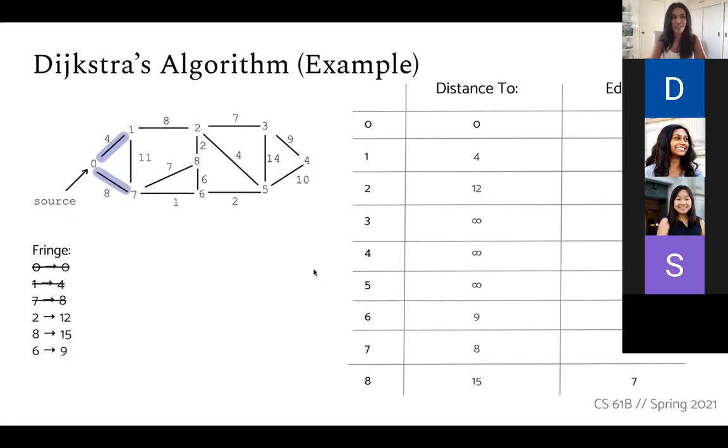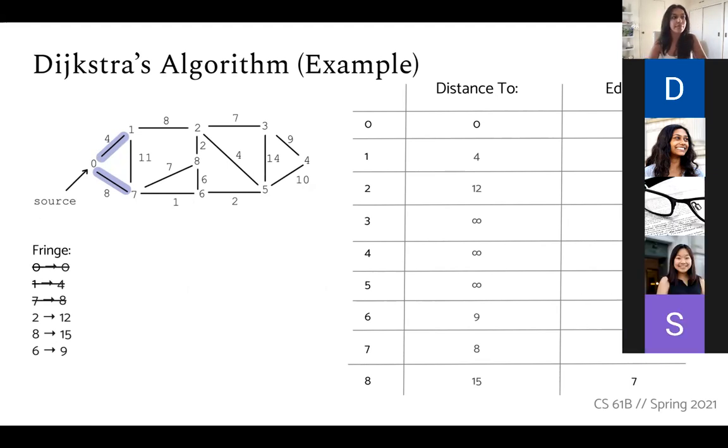So now we're going to pop 7, just like Hillary said. And now we have updated, we've added in 8 and 6. So 8 with the cost of 15, right? Because to get to 8 through 7, it costs 15. And then for 6, it's a cost of 9. So now after this, does anyone want to unmute themselves and say what our next step would be? You would pop 6 and update 5. So we'd pop 6 because 6 has the lowest weight.